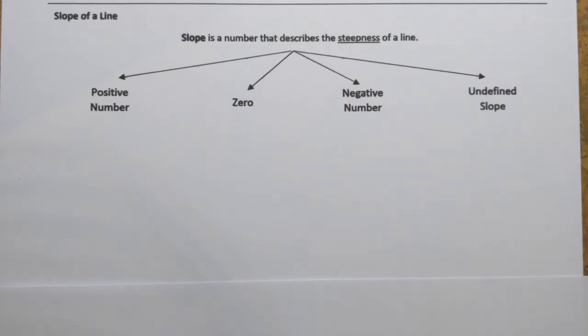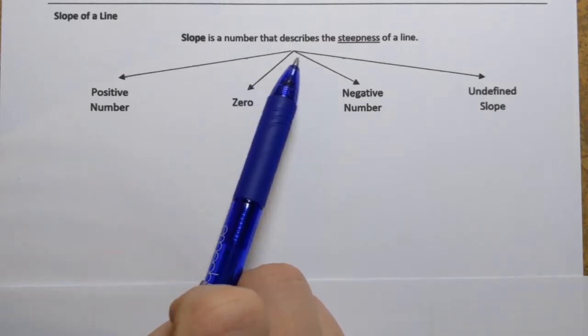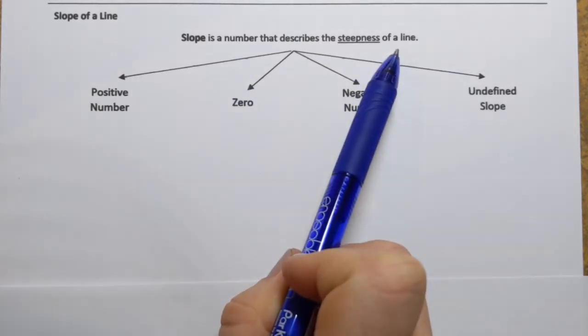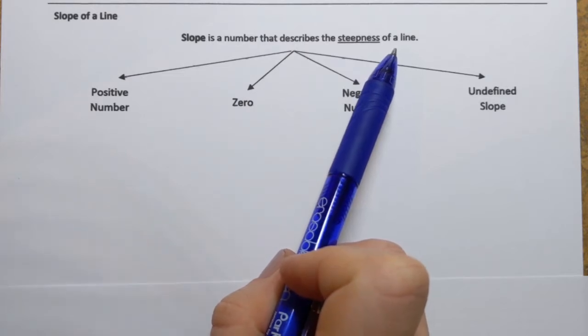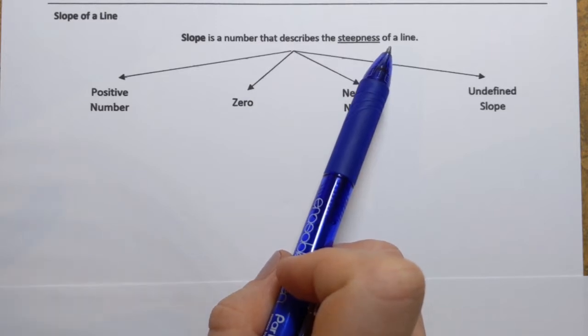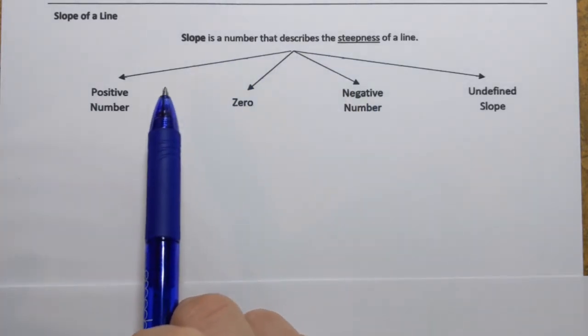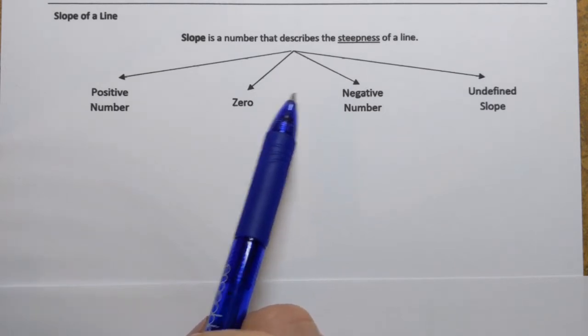Hi everyone! In the next several videos, we're going to talk about slope of a line and different methods of finding it. What is the slope? Slope is a number that describes the steepness of a line. In other words, every single line has a certain number associated with it that we call a slope, and it measures its steepness.